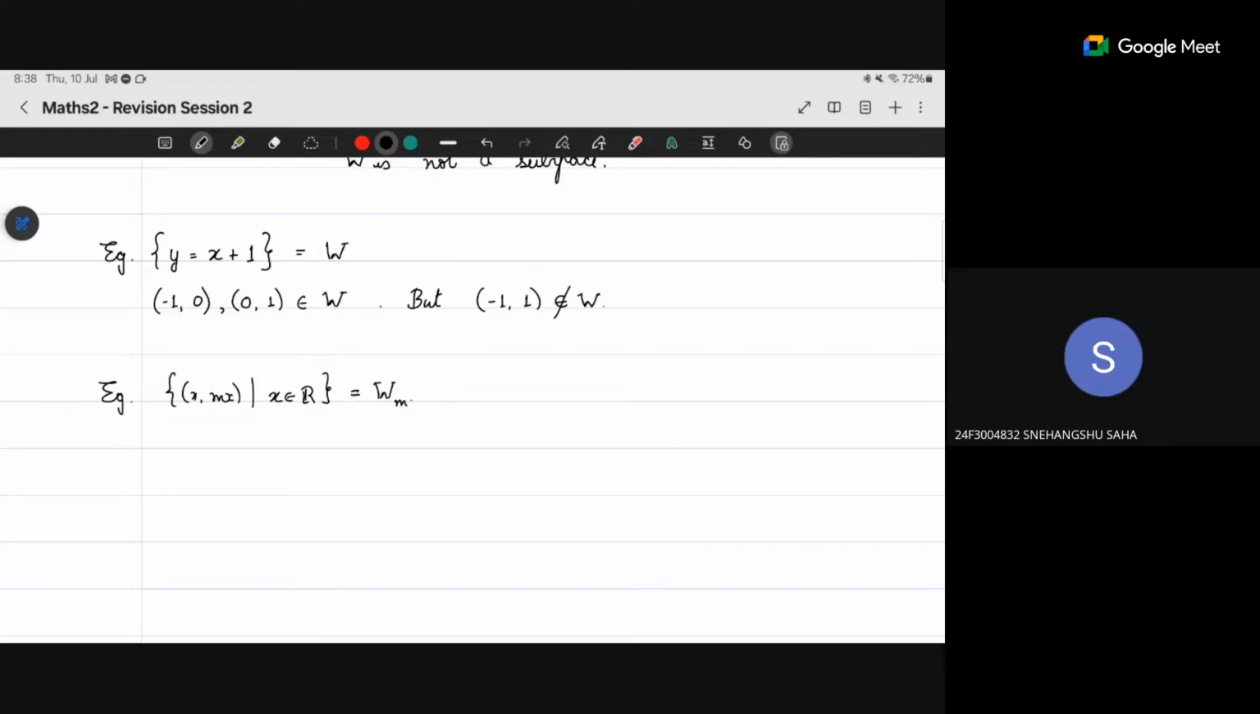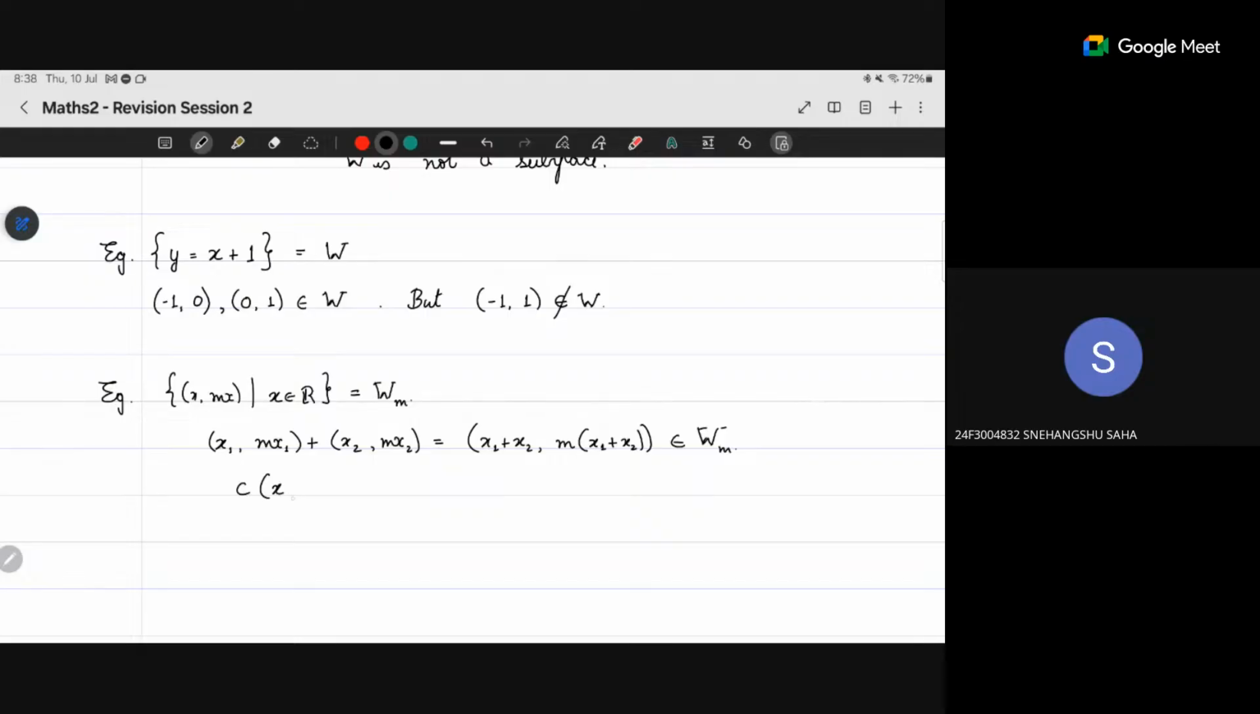In this case, you can verify that if I have (x1, m x1) plus (x2, m x2), the sum is (x1 plus x2, m times x1 plus x2). This is again in Wm, right? Why? Because elements of Wm are of the form first coordinate, comma, second coordinate is m times first coordinate. And this is of that form. So this is on the line, or in our subset of interest.